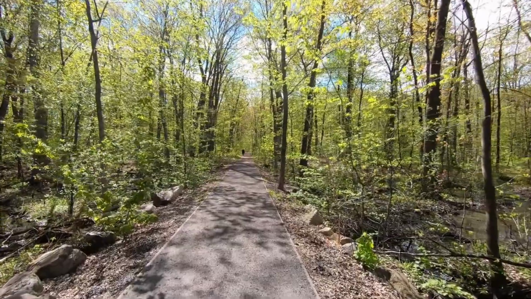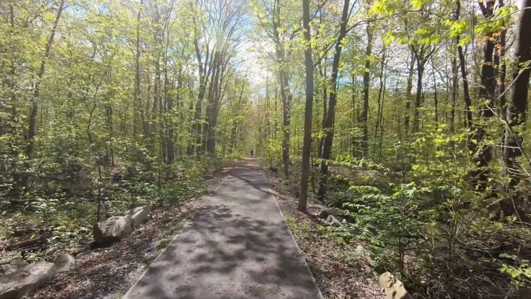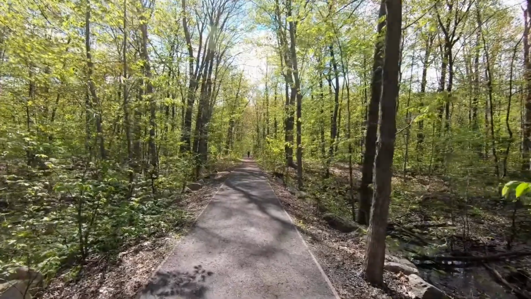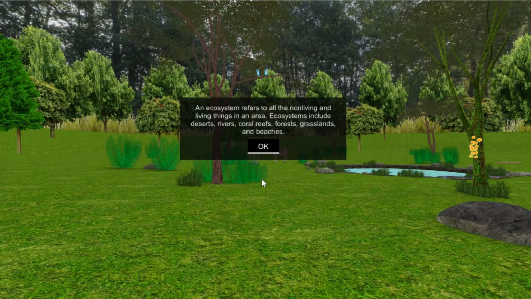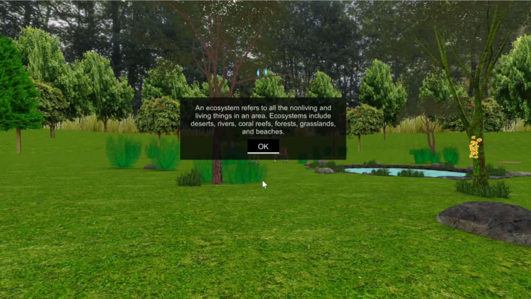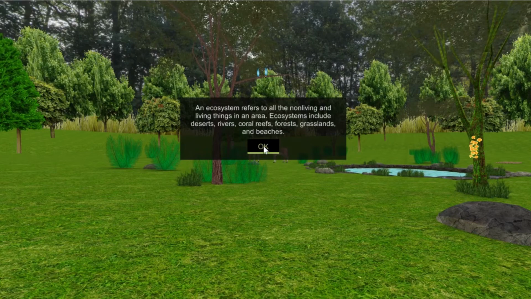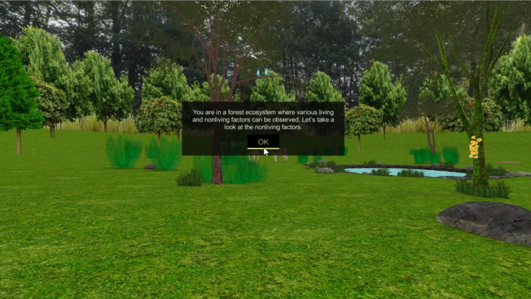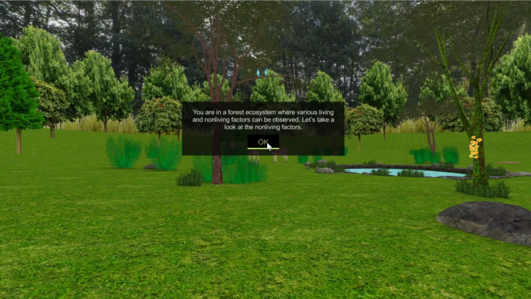Okay, now, together with me, let's explore the ecosystem and identify biotic and abiotic components through virtual reality. Let's go. An ecosystem refers to all the non-living and living things in an area. Ecosystems include deserts, rivers, coral reefs, forests, grasslands, and beaches. You are in a forest ecosystem where various living and non-living factors can be observed. Let's take a look at the non-living factors.